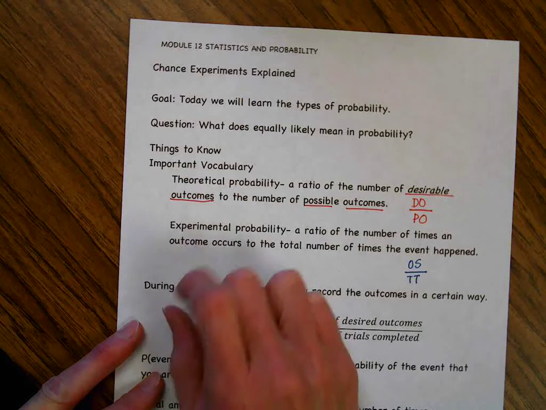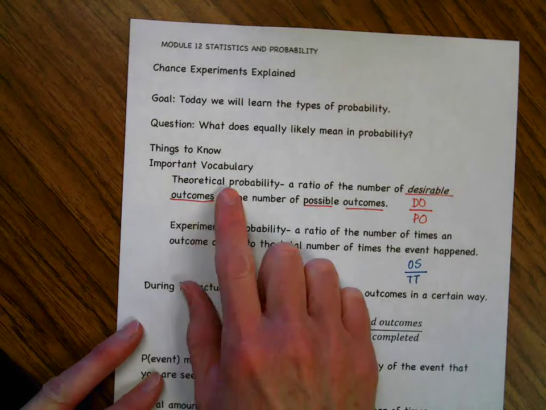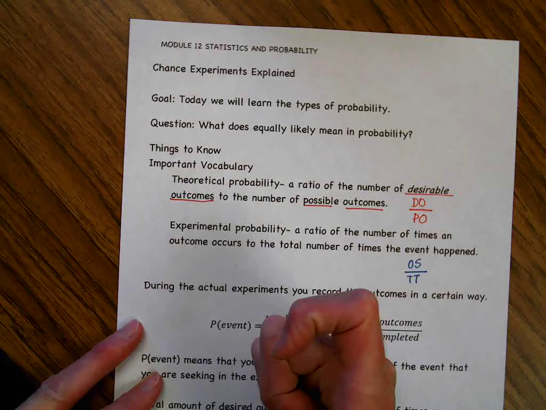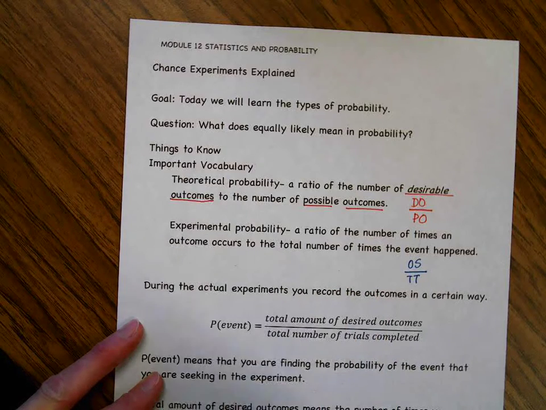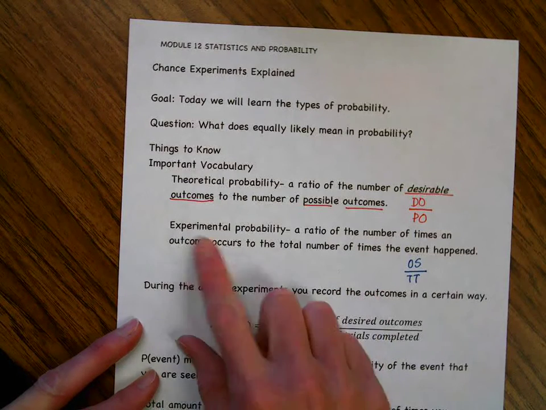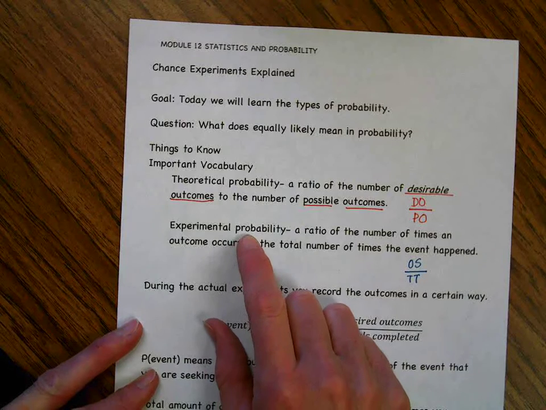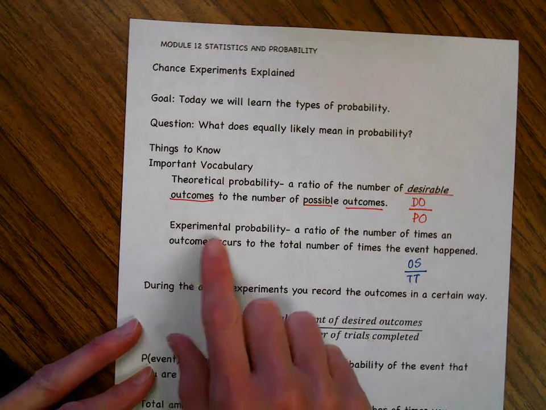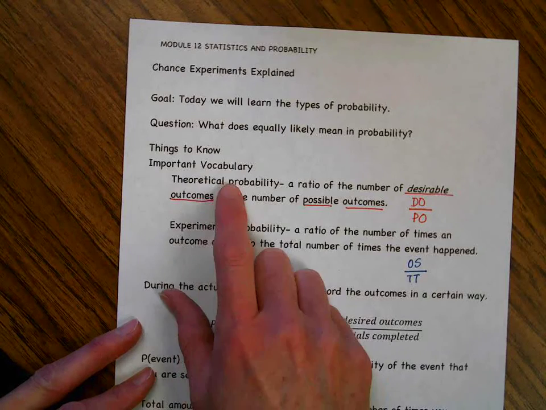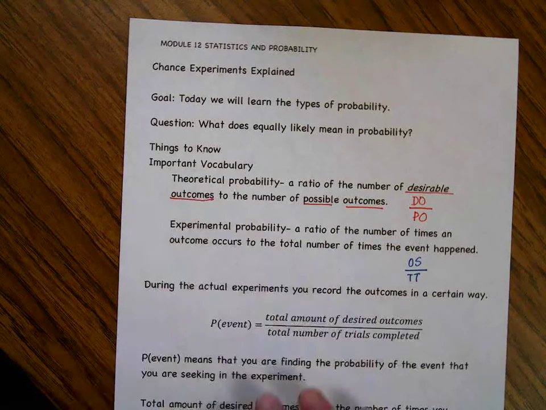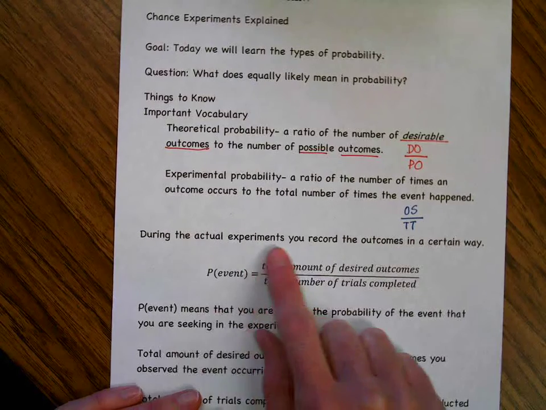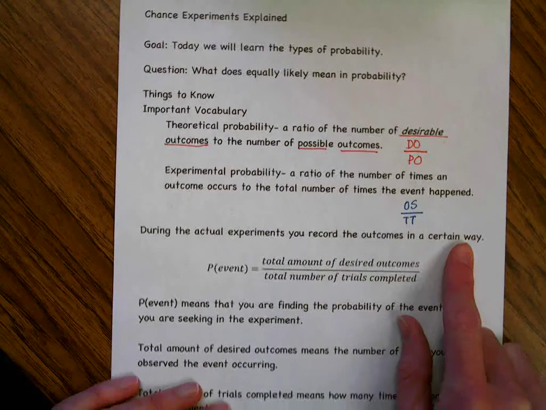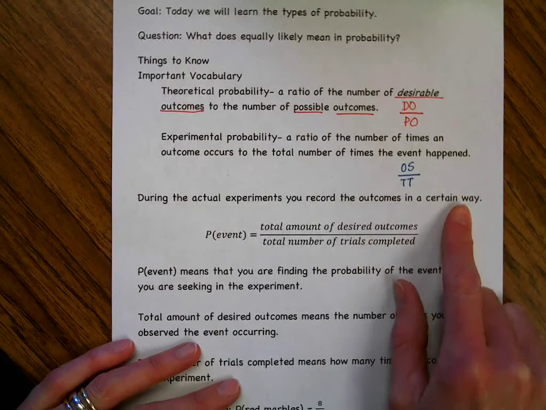The way I like to keep them straight and remember the difference is this: with theoretical, you're not actually doing an experiment, you're just talking about what could possibly happen. And experimental is when you actually perform the experiment to see what your outcomes would be. So this is the actual real doing, this is just talking about it, okay? During the actual experiments, you record the outcomes in a certain way, and now we're going to talk about that.